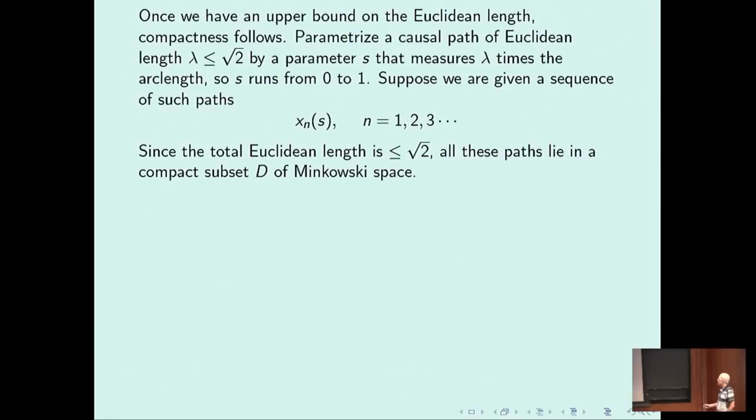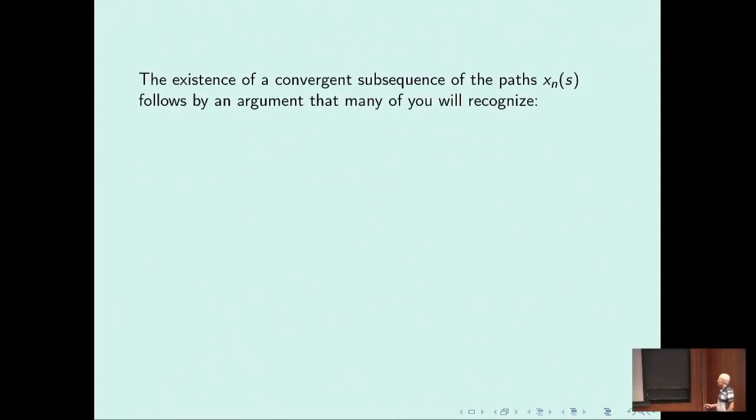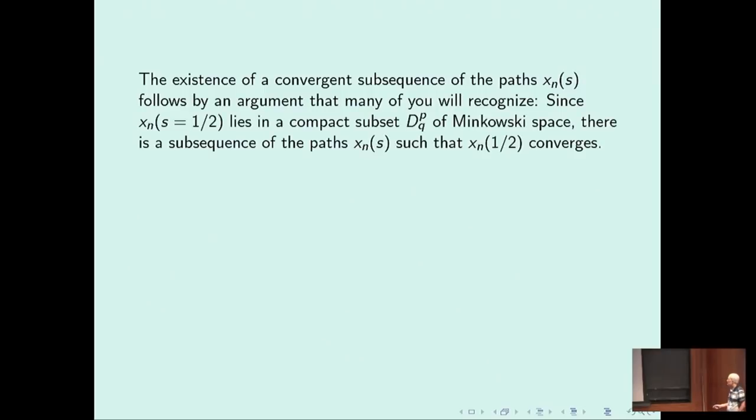So since the total Euclidean length is square root of 2, even if we forget causality, these paths would lie in a bounded subset. But actually we know they're in the causal diamonds. They start at q and they end at p. So xn of s is independent of s if s is 0 or 1. To get a convergent sequence takes an argument that you probably learned as undergraduates.